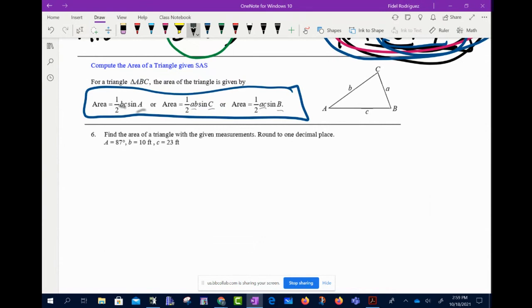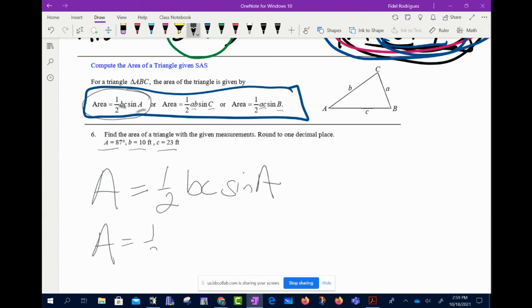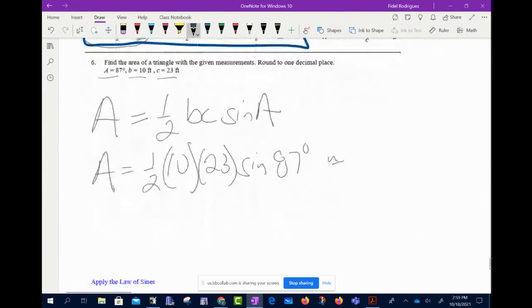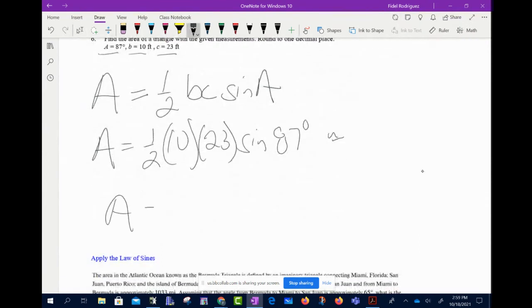So let's take a look here. It says find the area of a triangle with the given measurements, round to one decimal place. The first thing I notice is, look, I have angle A, and we have side B and side C. I'm going to use this formula right here. The area is 1/2 BC times the sine of A. So the area is 1/2, B is 10, C is 23, times the sine of 87 degrees. And this is going to be a calculator type problem, y'all. Okay.